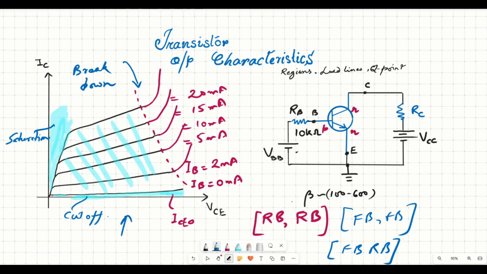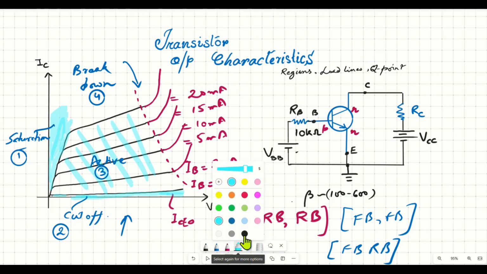So we have four different regions in the transistor. Those four regions are: saturation is number one, then cutoff is number two. These two regions are required for the transistor switch condition. Then we have the active region, and the last region is the breakdown region. So in these regions, the transistor will operate. Depending on where the transistor is, we can determine how it is behaving.